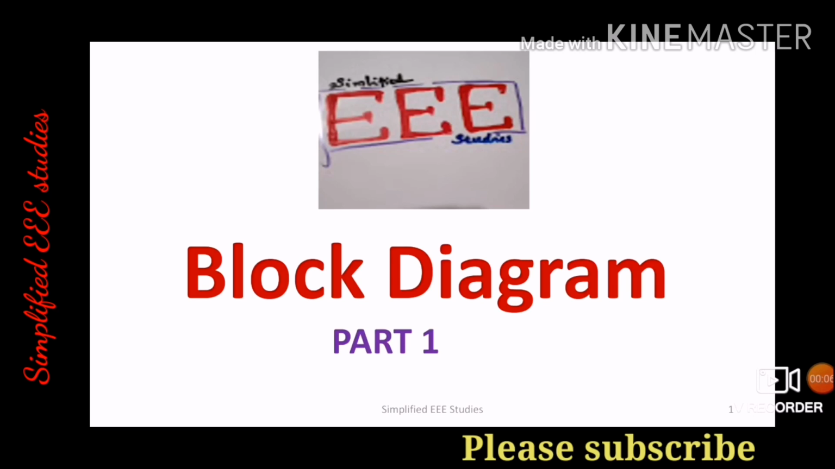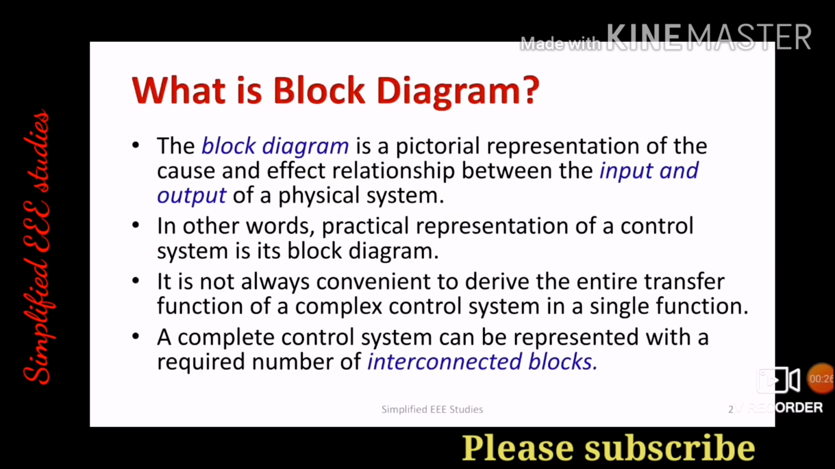Today I'll be discussing block diagram. What do you mean by block diagram? It is one of the most important concepts which will be used in control system engineering. Let us discuss what we mean by block diagram. The block diagram is a pictorial representation of a control system which explains the cause and effect relationship between the input and output of a physical system. In other words, we can say that the practical representation of a control system is its block diagram.